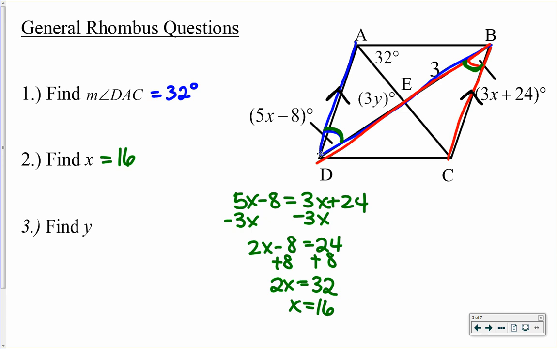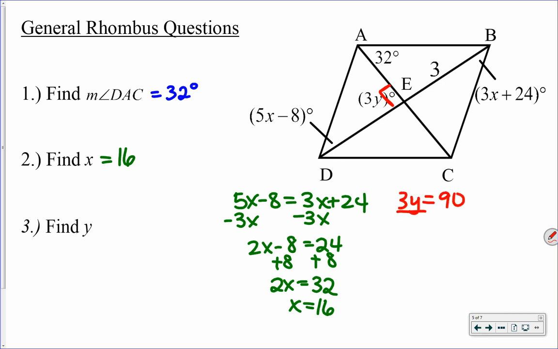All right, let's find y. Where is y? Well, y is at this angle right in the middle where the diagonals meet. It's right here and right there. And we know that diagonals are perpendicular, so they make 90-degree angles. So 3y is going to equal 90. Divide by 3, y will equal 30. So we have to know our properties, and we have to know how to use them. All right, got one more left.